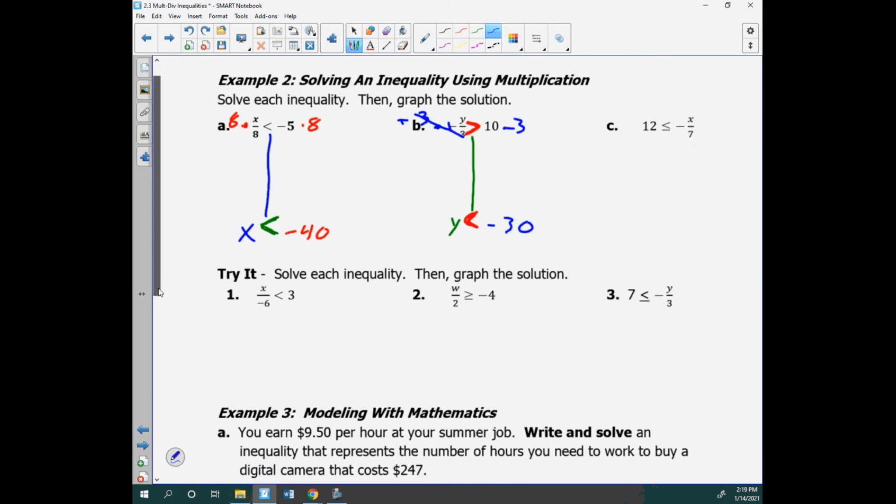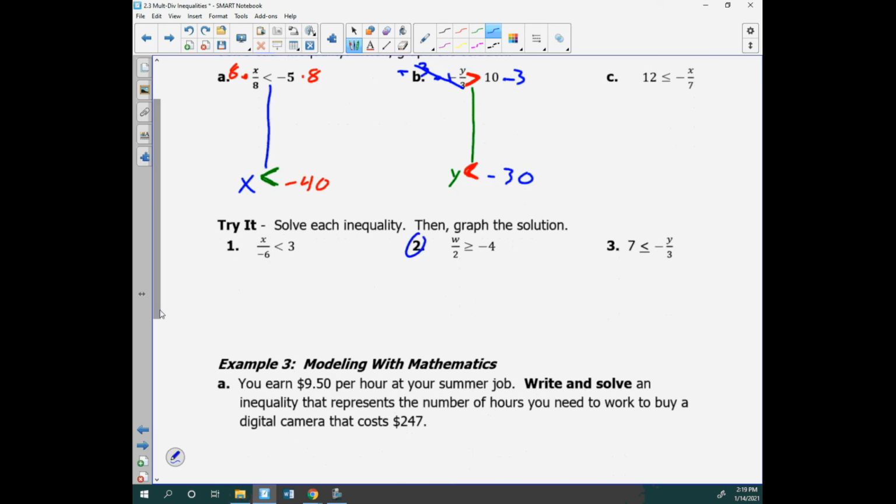Let's go ahead and skip down to number 2 here. Here's my thing. I want W all by itself. I see it divided by 2. One simple, easy step. I'm going to times by 2, and I'm going to get negative 8 over there. Now, do I flip the sign? People might be saying yes. Why would they say yes? Well, I end up with a negative number. That's true. But did I multiply or divide by a negative number? No. We just divided, or times by in this case, a positive number. So it still is going to face that same way.